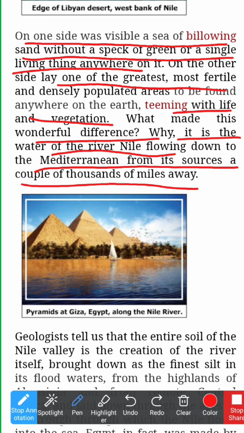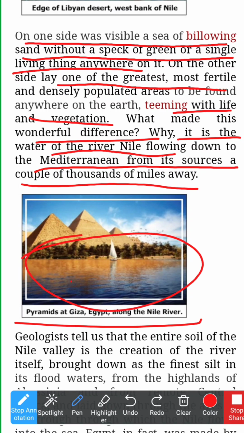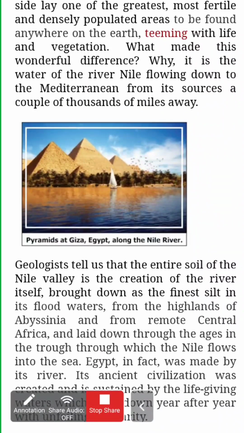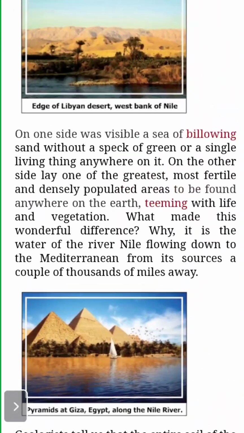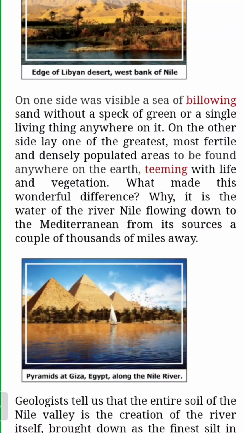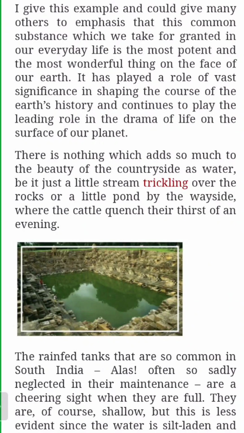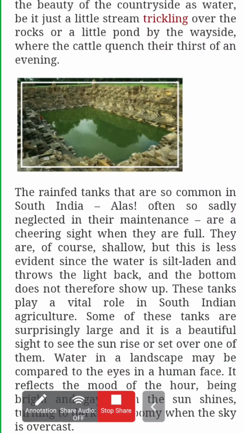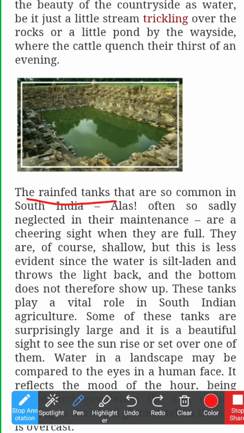Same as here. You can imagine, on one side you have lush greenery, and on the other side there is desert. So these are the examples that the writer is citing, and I guess these two pictures are going to be helpful in understanding what he's trying to convey. Then the writer refers to the rain-fed tanks of South India. So this image again would be helpful in understanding what these huge rain-fed tanks look like. Rain-fed, जब rain water आता है तभी इनमें store होता है, and then they keep using it.